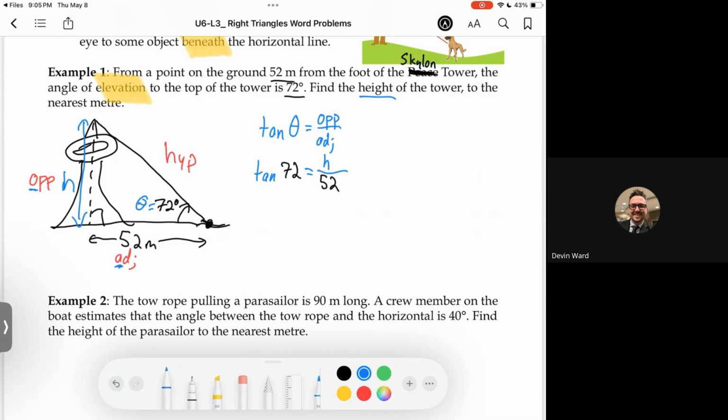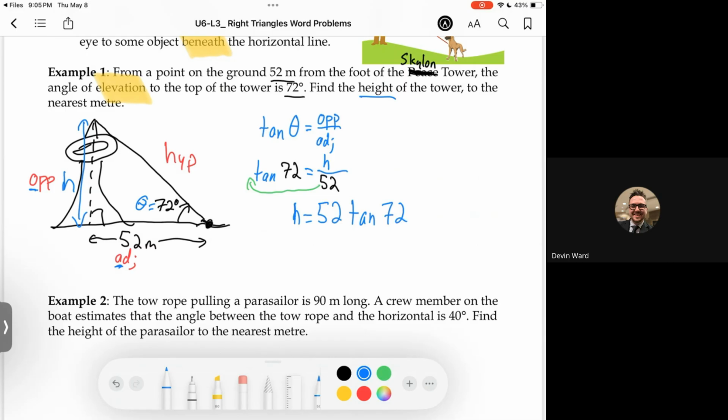And now I need to get H by itself. So remember, H is in the numerator, so I'm not going to do that shortcut where I flip it. I'm just going to bring over the 52. It's dividing here, so it's going to multiply on the right. And I'm just going to flip the sides that everything's on. I'm just going to rewrite this as H is equal to 52 times the tangent of 72 degrees.